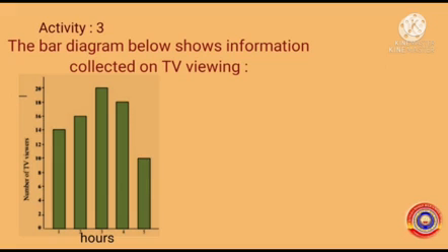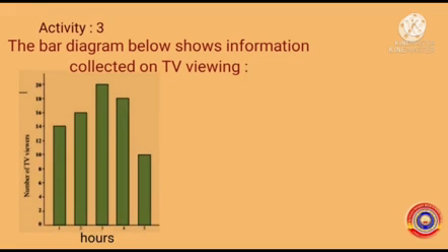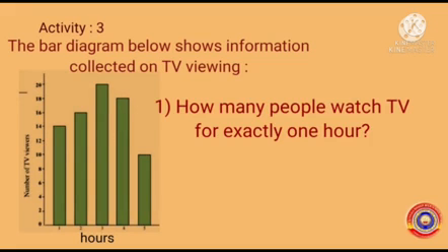Next activity. The bar graph below shows information collected on TV viewing. See, the vertical line denotes the number of TV viewers and the horizontal line denotes the number of hours. We have to find the answers of some questions based on this. First question, how many people watch TV for exactly 1 hour? Look at this picture and find out how many people watch TV for exactly 1 hour. See, 14 people watch TV for exactly 1 hour.